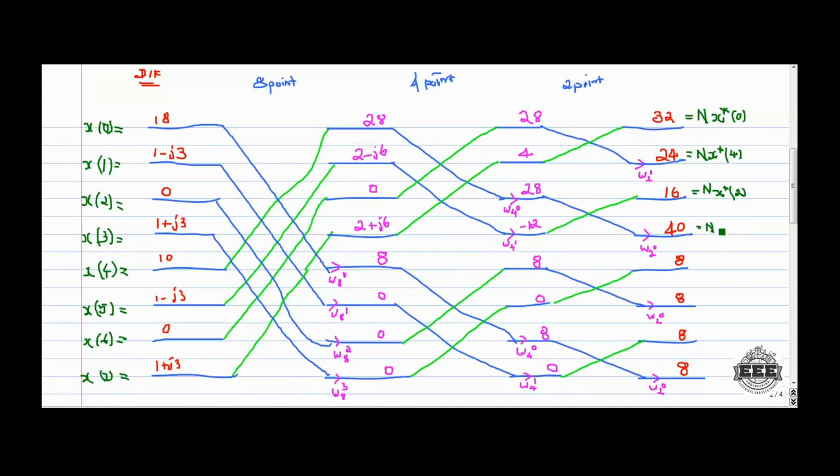And then this is N into X star of 6. Here N into X star of 1, and this 8 will be represented as N into X star of 5, and this is the form of N into X star of 3, and the last sequence N into X star of 7. So it is in bit reversal order: 0, 4, 2, 6, 1, 5, 3, 7.